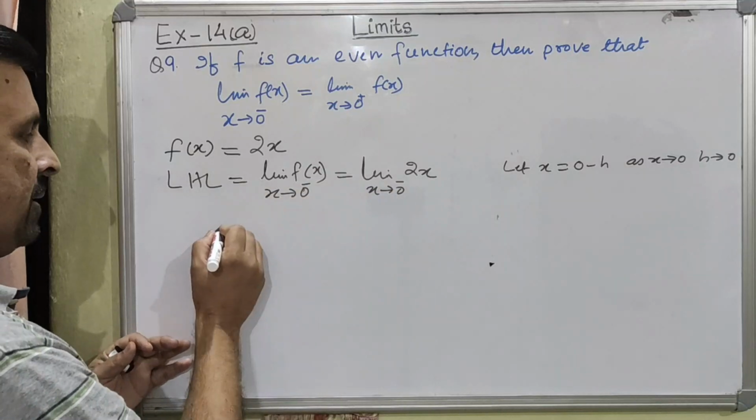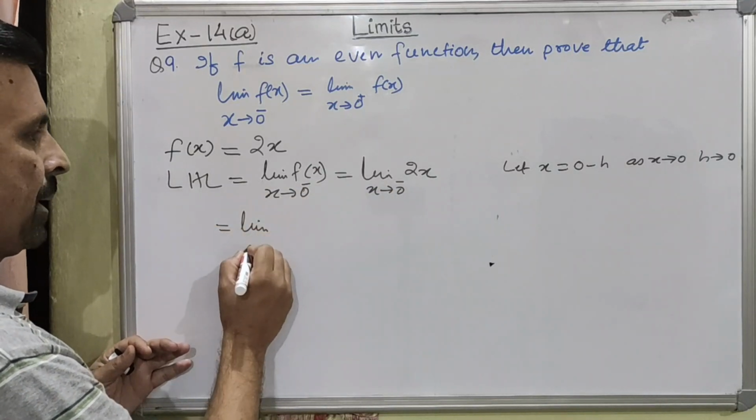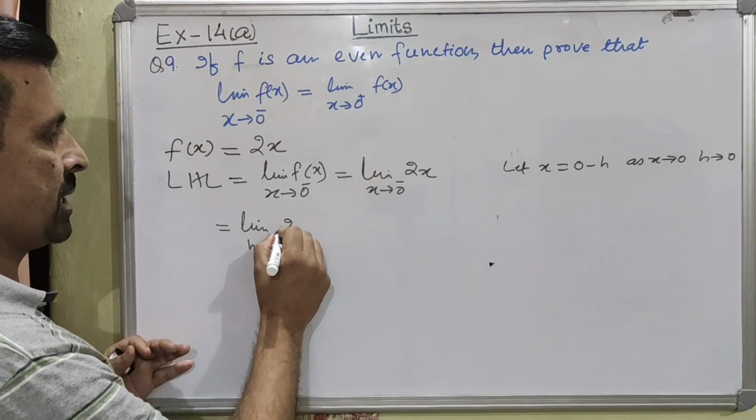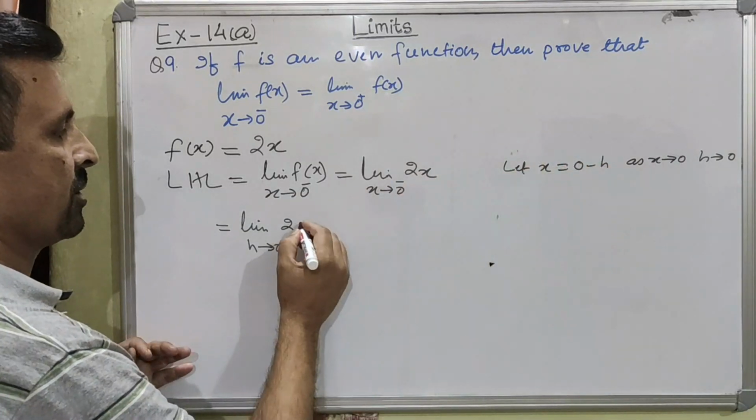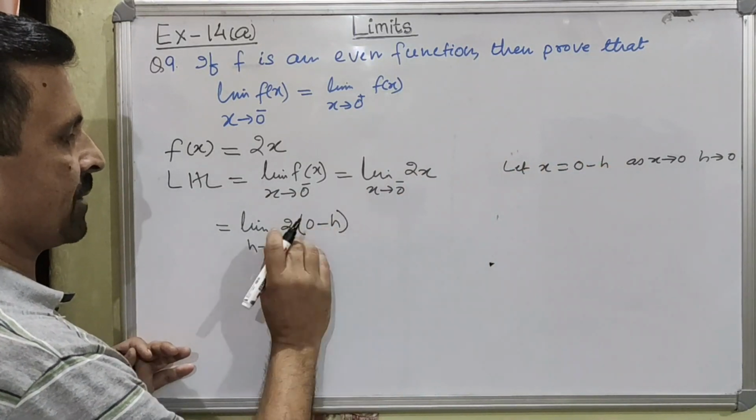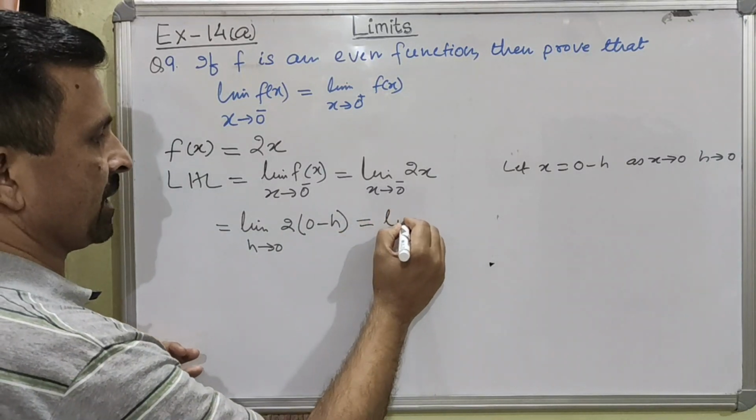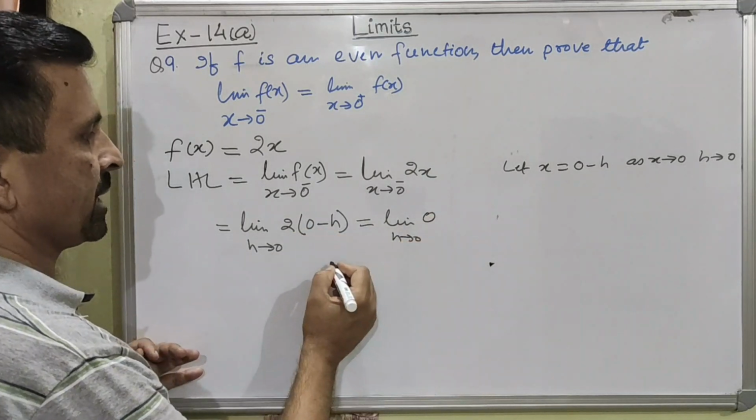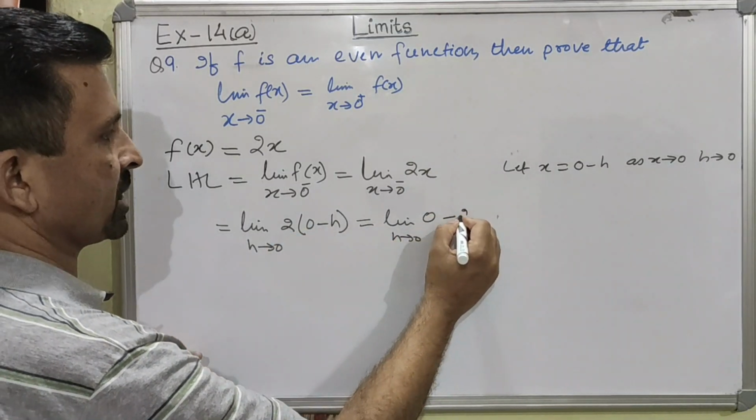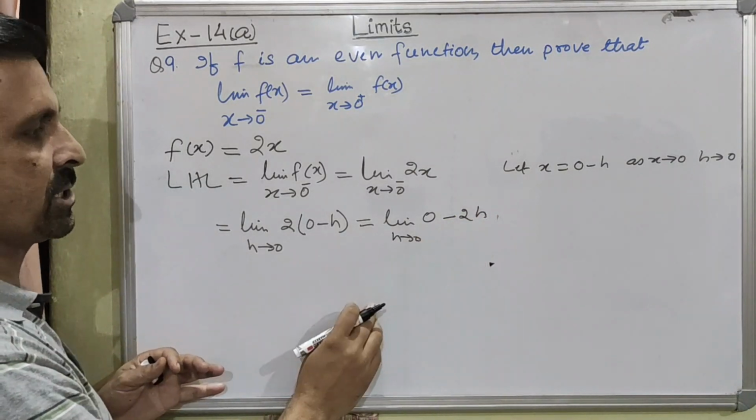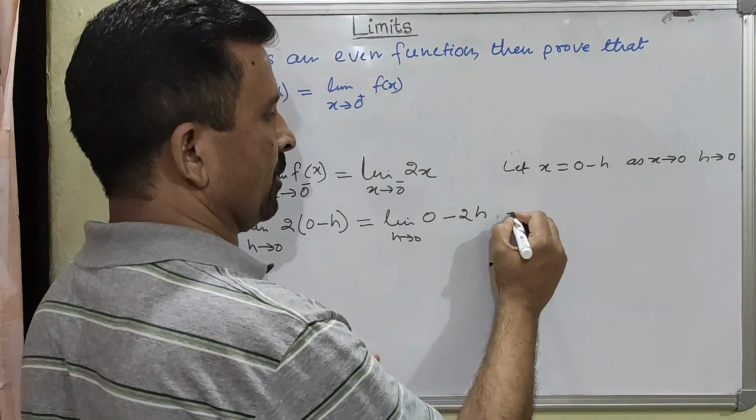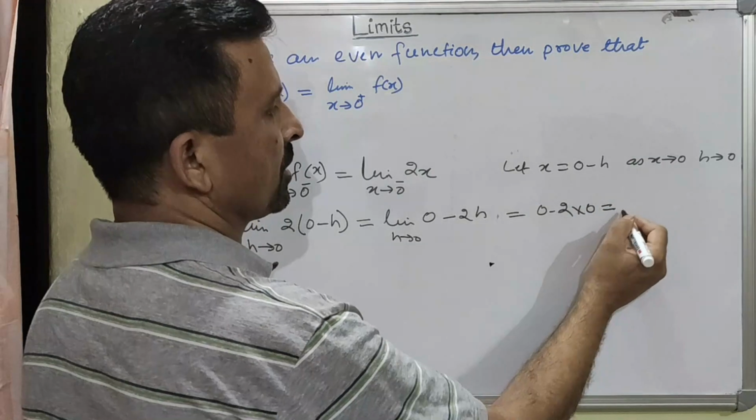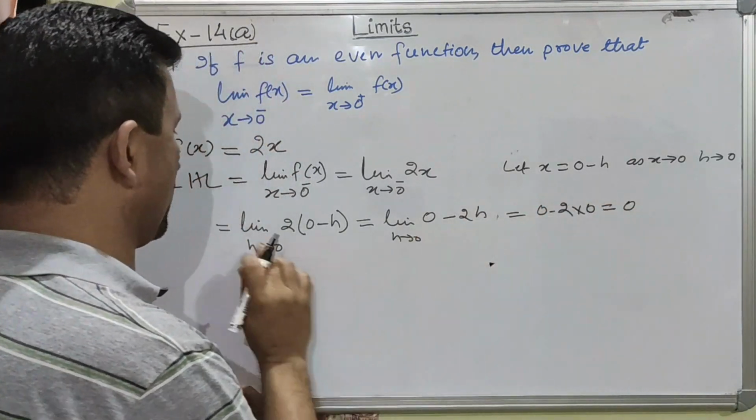Therefore the limit will change. So this will become limit h tending to 0, and then 2, and for x we will write 0 minus h. After this we will simplify this function. When you simplify, it becomes limit h tending to 0 of 2 into 0, which is 0, and 2 into h, which is minus 2h. Clear? Now put the value of h. H is 0, so this is equal to 0 minus 2 into 0, which is 0. So this becomes the value of your left hand limit.